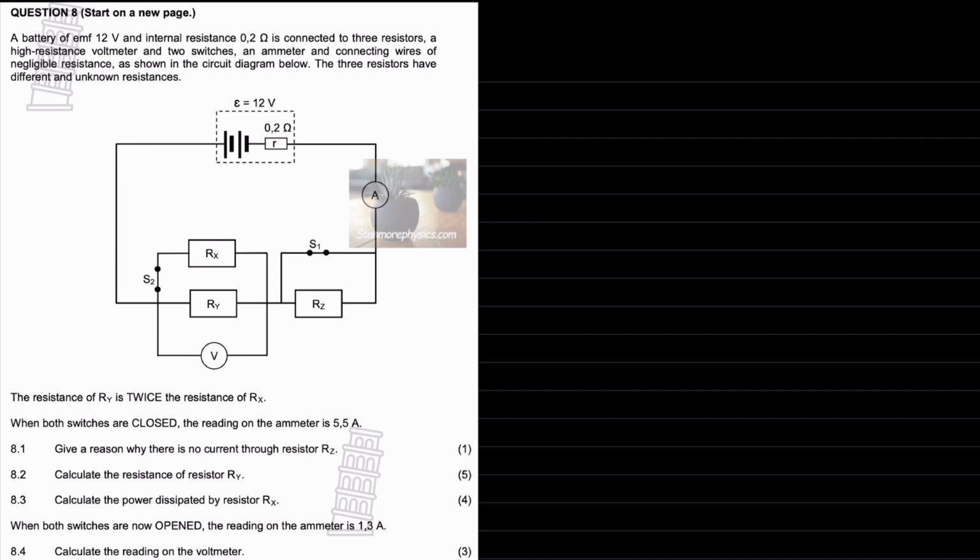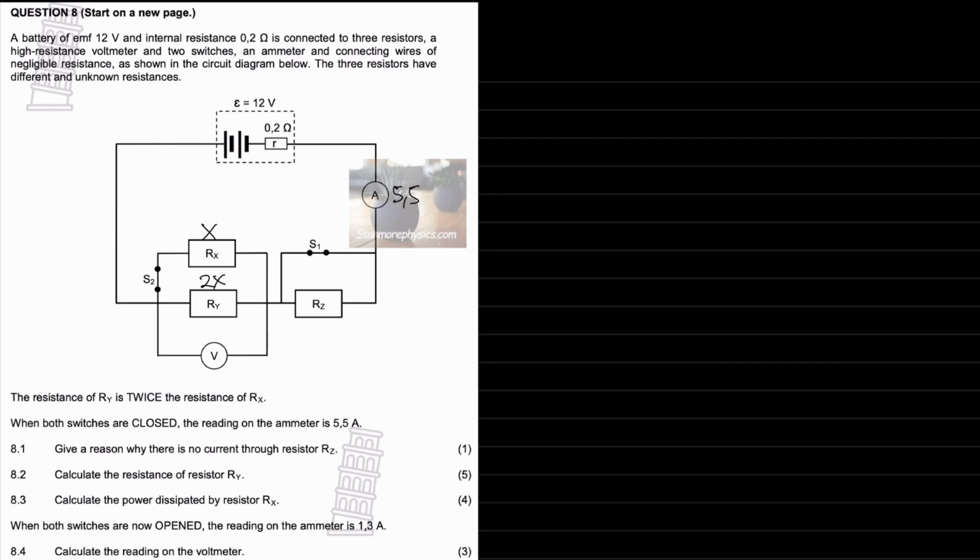Now let's take a look at this long question. A battery of EMF 12 volts and internal resistance 0.2 ohms is connected to 3 resistors, a voltmeter, 2 switches, an ammeter, connecting wires, etc. They give us the diagram so we can have a look at it. They also tell us that the resistance of Ry is twice the resistance of Rx. So I'm going to call this X and I'm going to call that 2X. They also tell us that when both the switches are closed, the reading on the ammeter is 5.5 amperes. So this is 5.5.